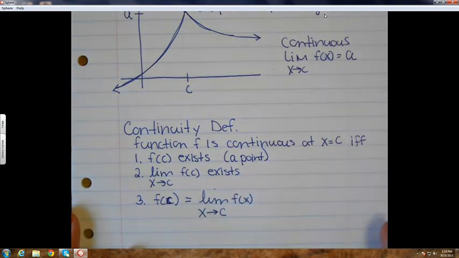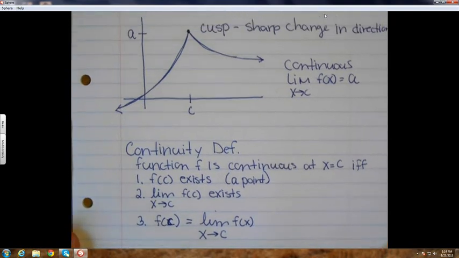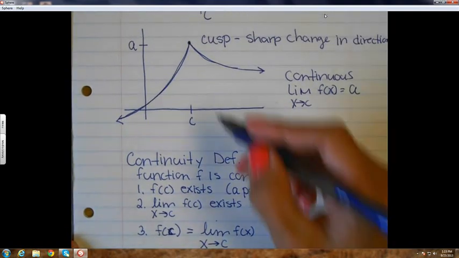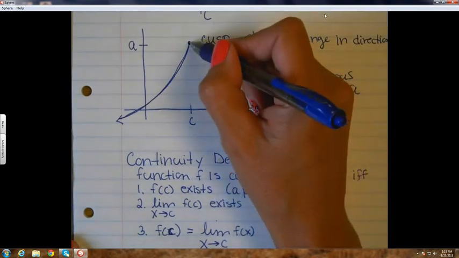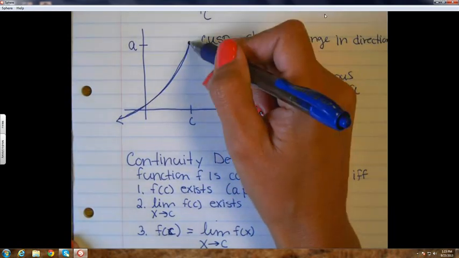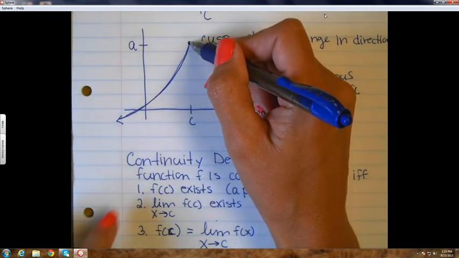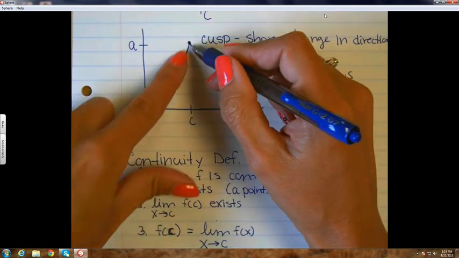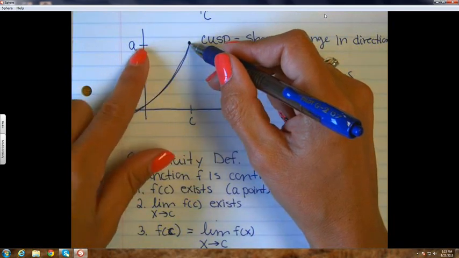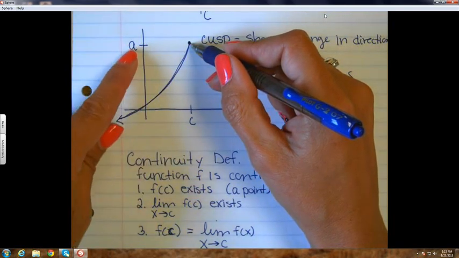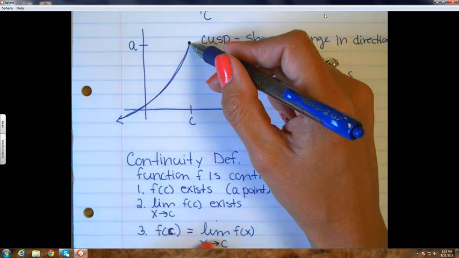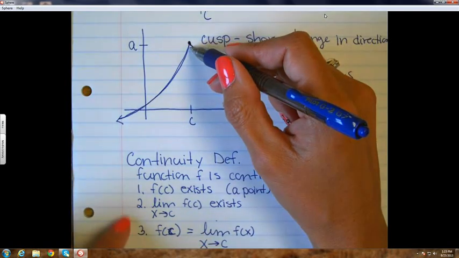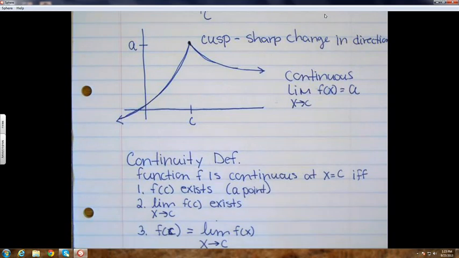So our last graph, if we look at it, does f of c exist here? Yeah, it's equal to this point at A. C, A would be the ordered pair. So it has a point at A. And then it has a limit. The limit also equals A. So because the point and the limit are at the same y value, that's this last part here, all three parts of this continuity definition are met, making this graph continuous.